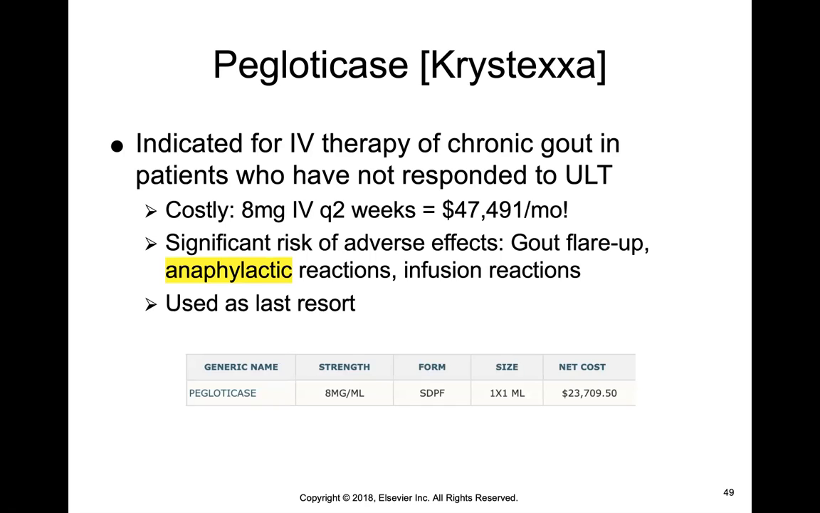And then last but not least is pegloticase. It's indicated for IV therapy of chronic gout in patients who have not responded to ULT. And the dose is 8 milligrams IV every 2 weeks, and that leads up to a $47,000 bill. There are significant risks of adverse effects, so just watch out for anaphylaxis.